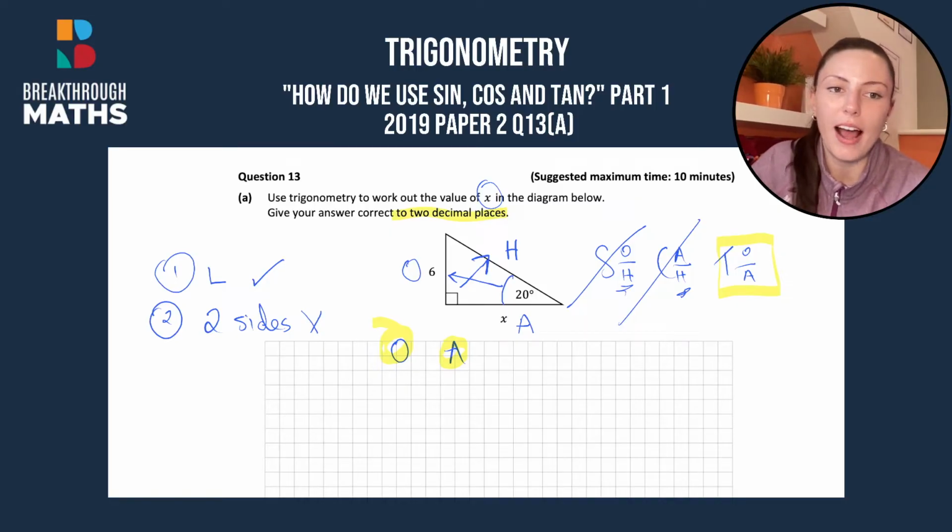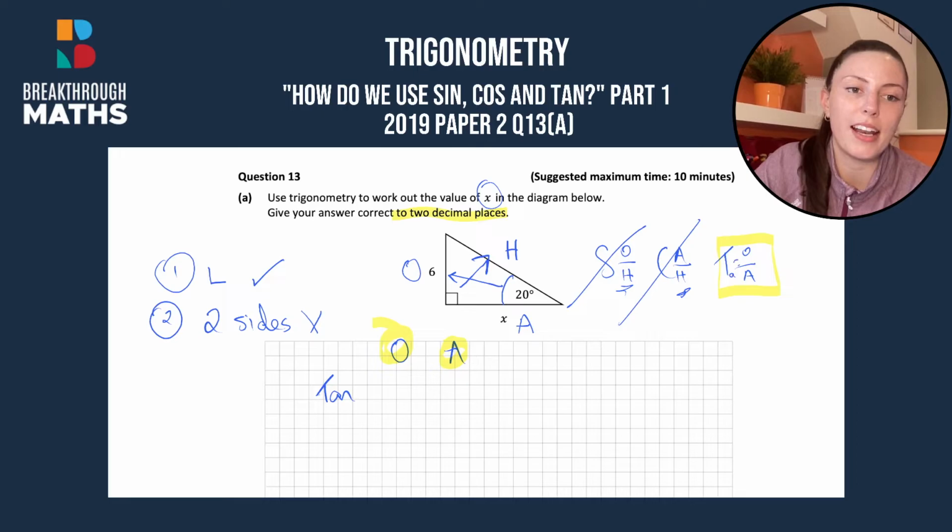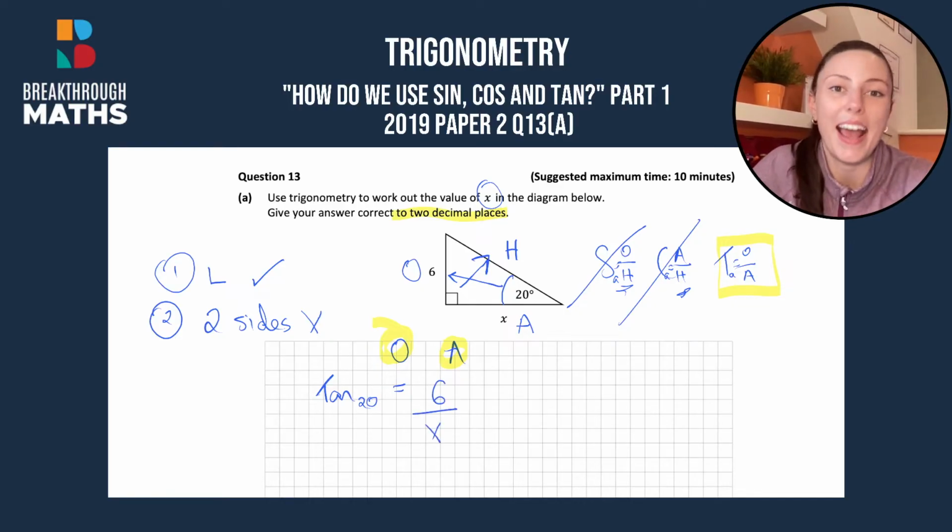So we're going to have tan of our angle. If you remember in the introduction video, I had a little a there for angle. So the tan of our angle, which is our angle, 20 degrees. So the tan of 20 is going to be the opposite over the adjacent. So what's our opposite? 6 over our adjacent, which is going to be x.